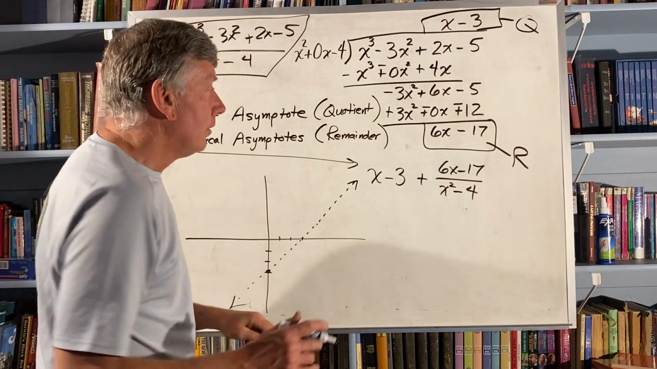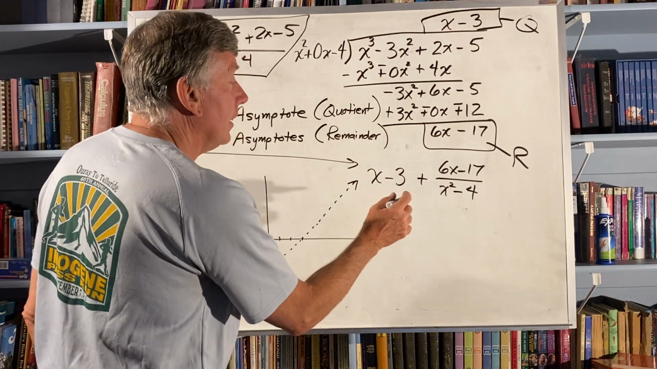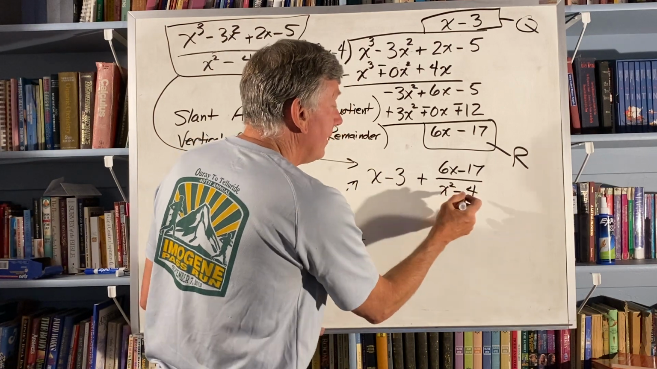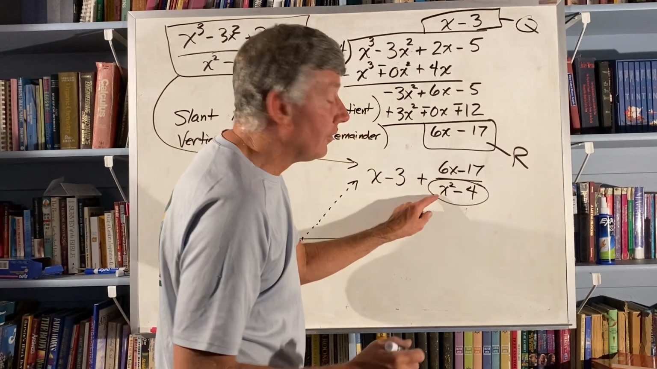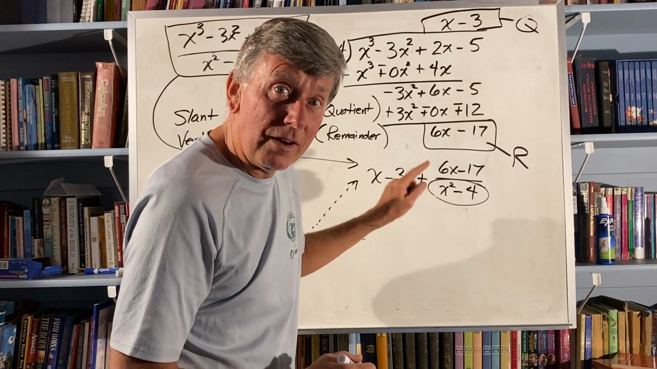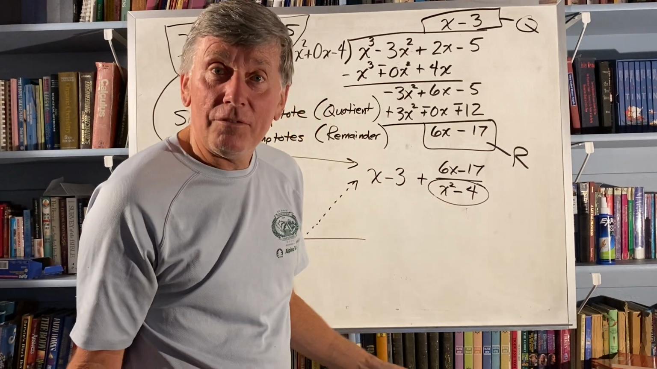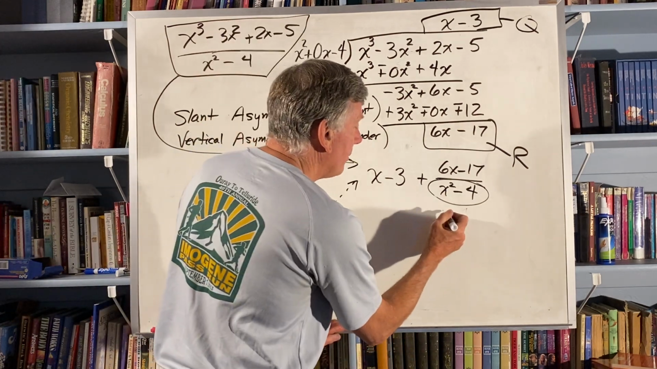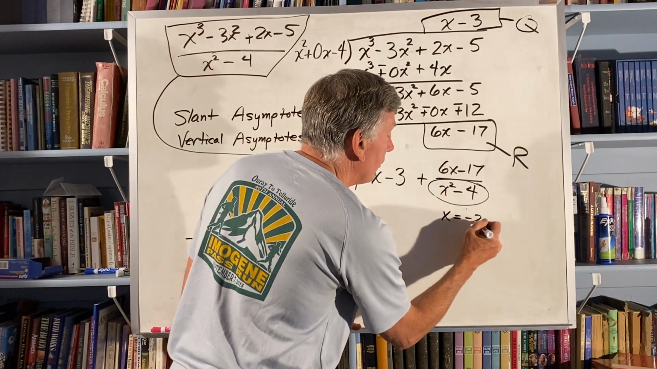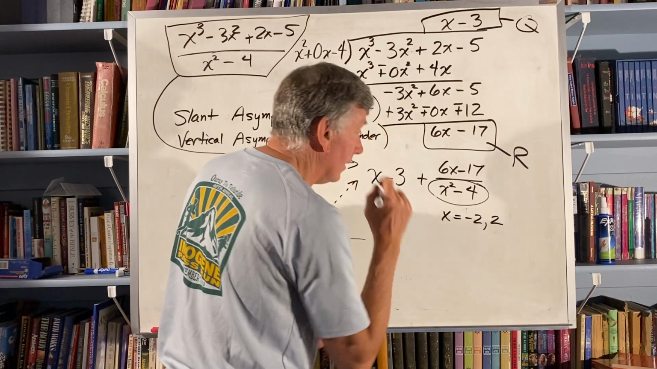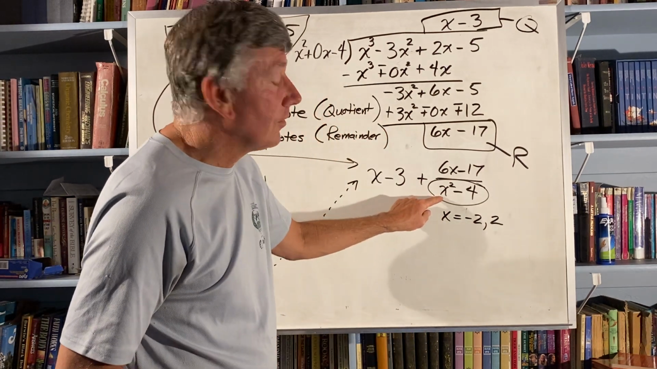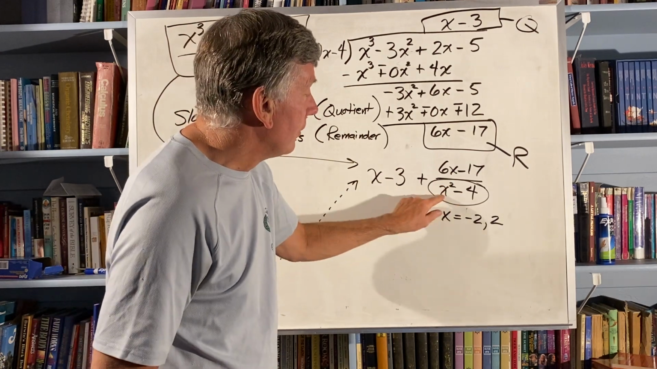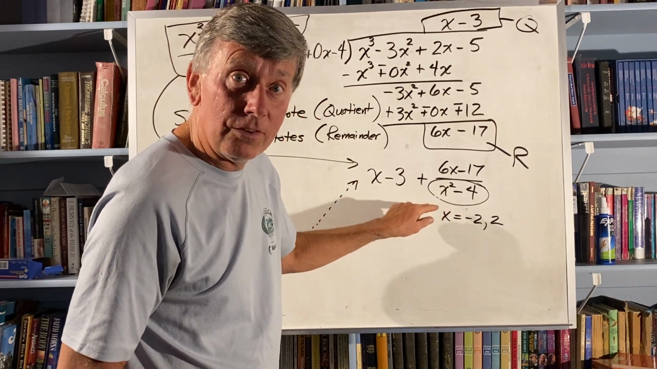More on that later, but I'm also going to now determine my vertical asymptotes. Those are found wherever this denominator, remember it's a denominator, is equal to 0. My graph is going to fall apart, I can't divide by 0. Well, that happens when x is equal to negative 2 or 2. We know that negative 2 squared is 4, 4 minus 4 is 0. 2 squared is 4, 4 minus 4 is 0.